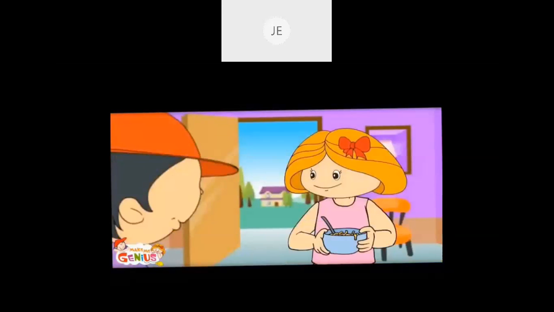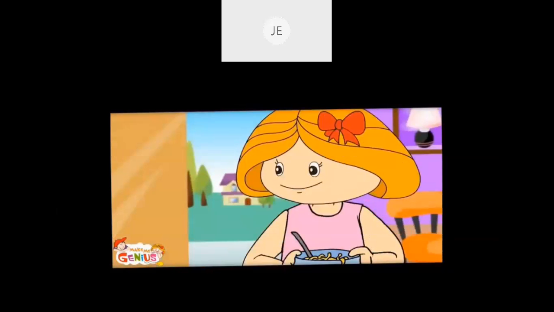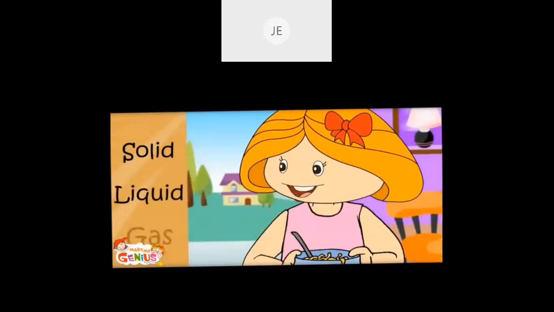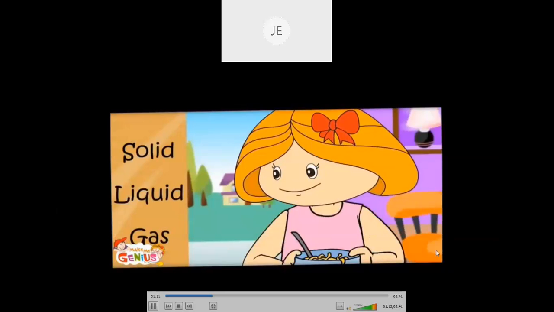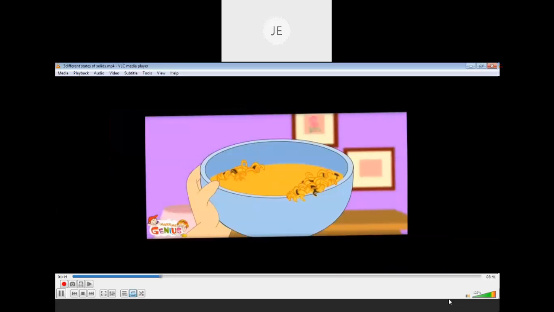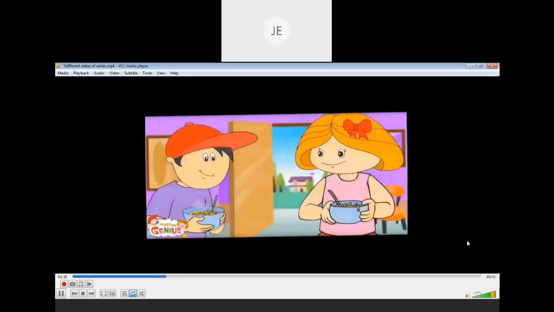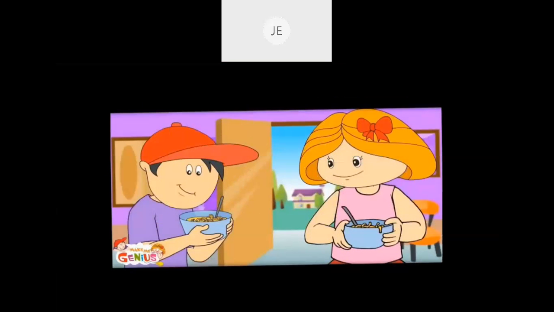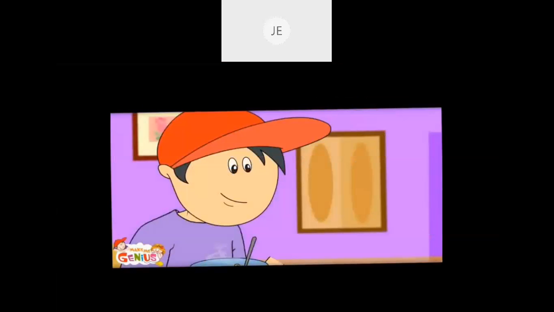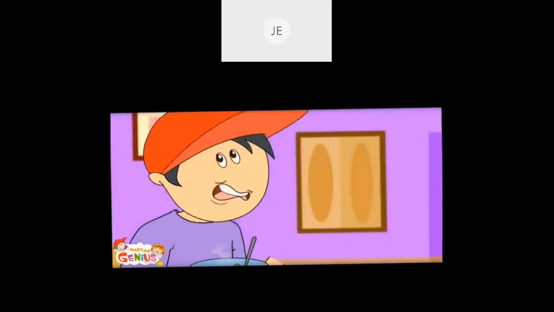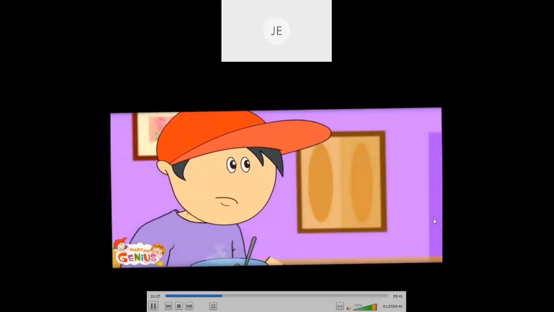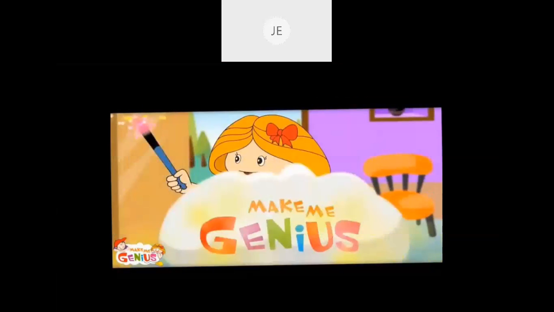What is gas? Okay, let me tell you something. All things in the world exist in three forms. These are solid, liquid, and gas, or air. See, this is liquid. And see this cup? This is solid. And the smoke coming out of your cup is gas. I don't understand. Solid, liquid, gas. My magic wand would show this.